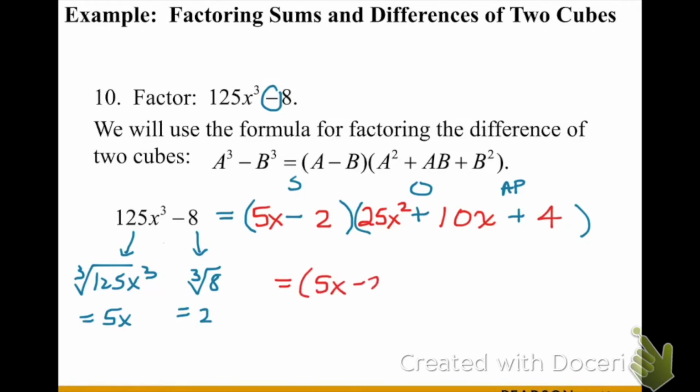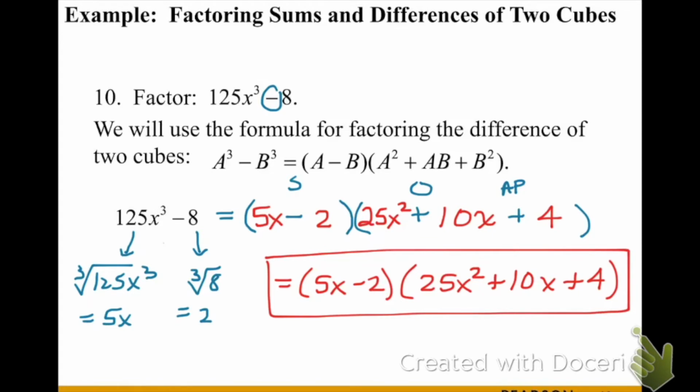So our factored form here would be the binomial 5x minus 2 times the trinomial 25x squared plus 10x plus 4. This is the furthest we can go in this case, since we cannot break down that trinomial anymore.